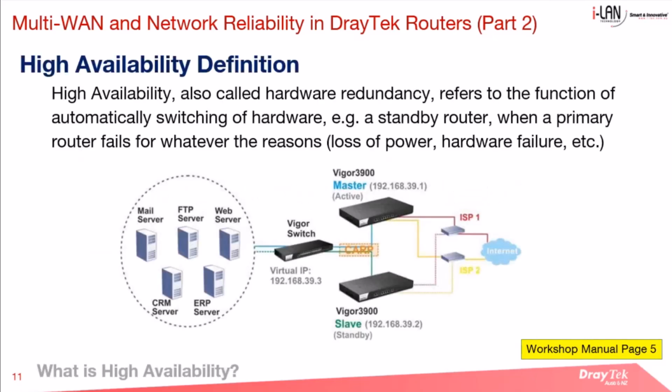High availability, also known as hardware redundancy, refers to the function of automatically switching hardware, for example to a standby router, when a primary router fails for whatever reason, such as losing power or hardware failure. If you have a router failure, you know the pain of waiting around, twiddling your thumbs for a new one. So it's quite a pain to have downtime.